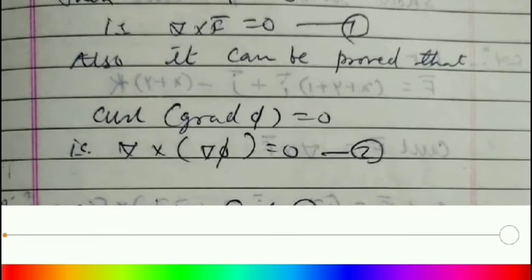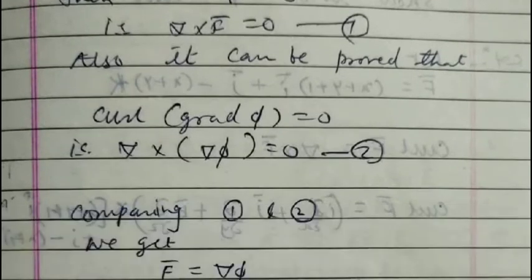Also it can be proved that curl of grad phi equals 0. That means del cross del phi equals 0. To simplify del cross del phi, there is no need for any proof, because del is a vector quantity: i bar del by del x plus j bar del by del y plus k bar del by del z. And del phi is also i bar del phi by del x plus j bar del phi by del y plus k bar del phi by del z.